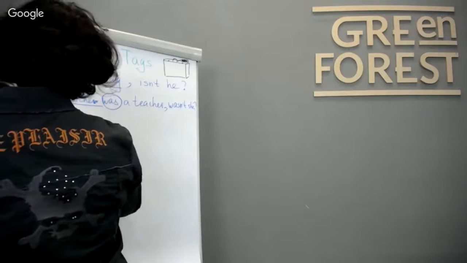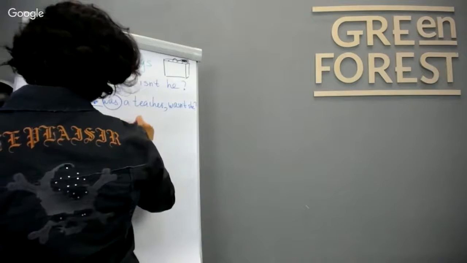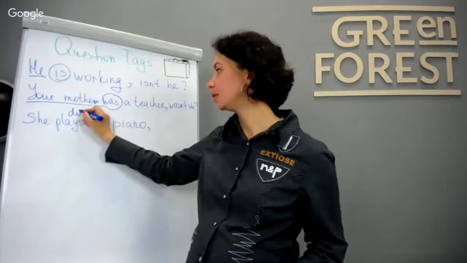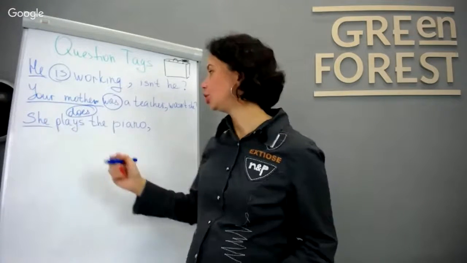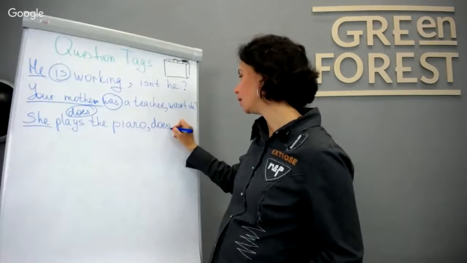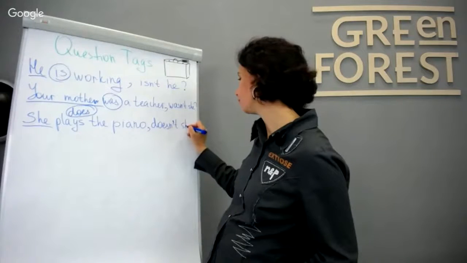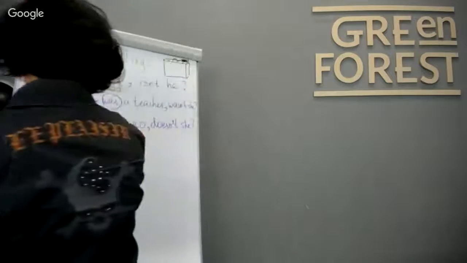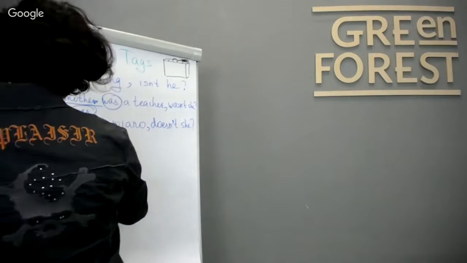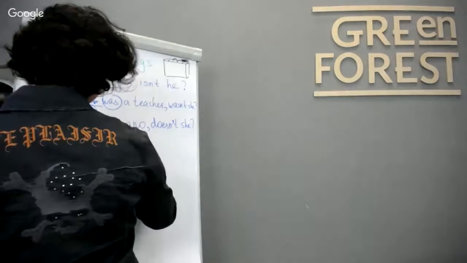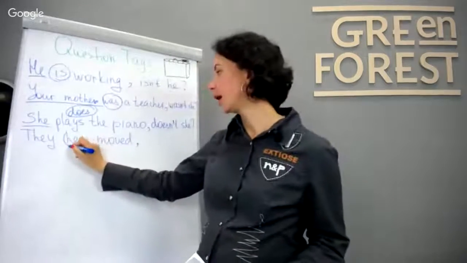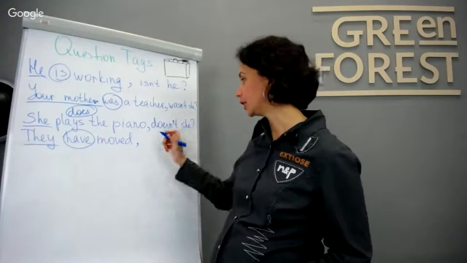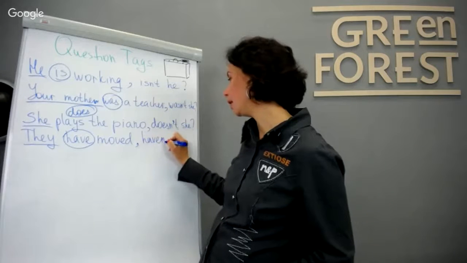She plays the piano. Auxiliary verb, since this is present simple, does, subject she. So we say doesn't she. That's it. Let's look at one more. They have moved to another city. This is present perfect. So have is the auxiliary verb. They is the subject. So the tag will be haven't they.